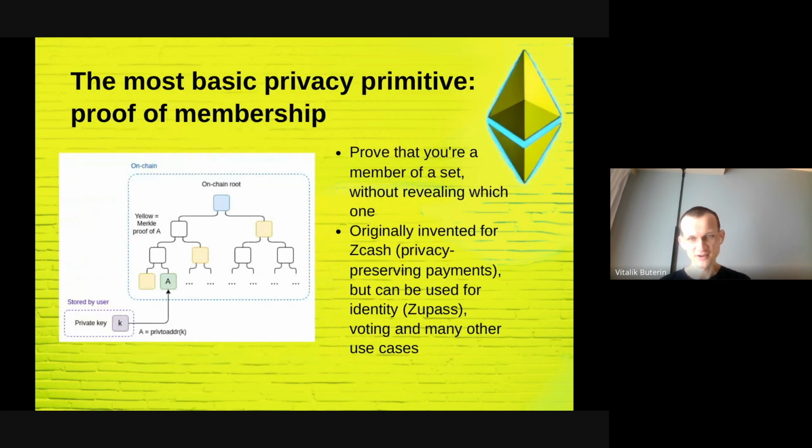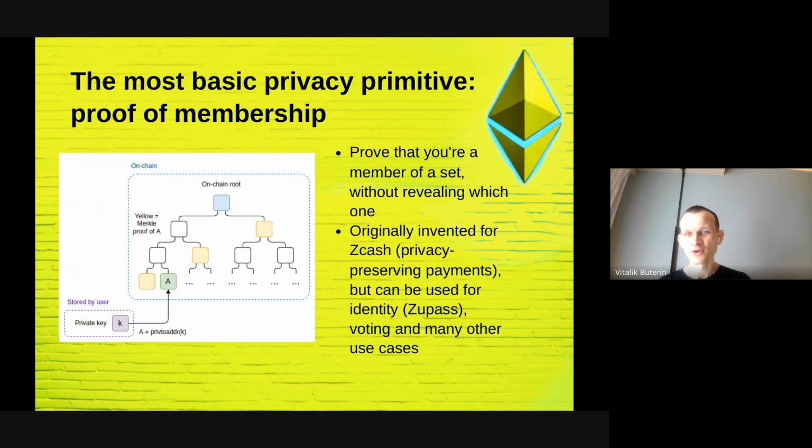Now we can talk about privacy, right? Privacy, the most basic primitive that is really about half of privacy applications on Ethereum is proof of membership, right? Prove that you're a member of a set without revealing which one. This was originally intended for Zcash, which does privacy-preserving payments. So in that case, the thing that you're proving is that you're a member of the set of people who deposited a coin into this privacy-preserving system. If you make that proof, then you're allowed to take a coin out. And then there is this other mechanism called nullifiers, which prevents you from taking the same coin out twice.